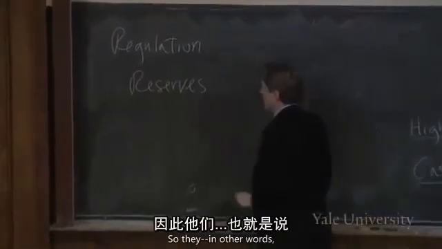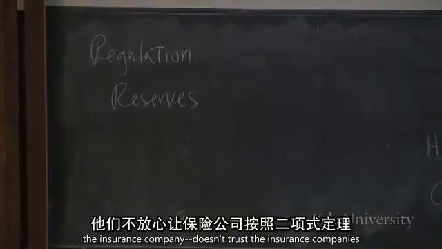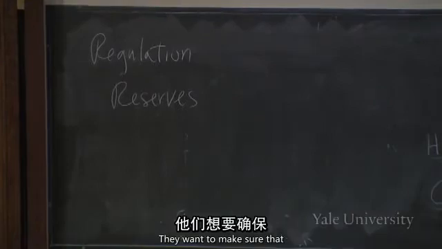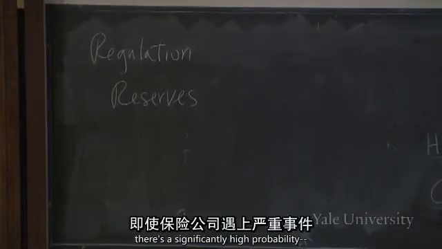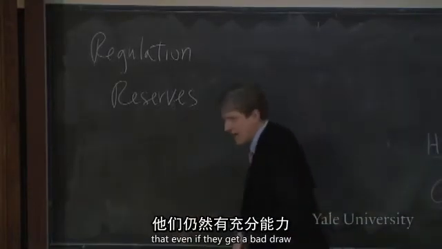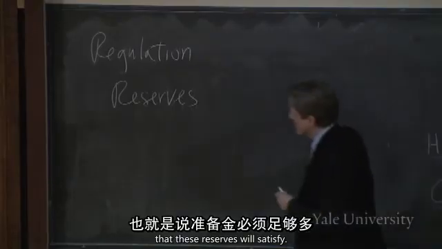In other words, the regulators don't trust the insurance companies to do the calculations like I just showed with the binomial theorem. They want to make sure that there's a sufficiently high probability that even if they get a bad draw and there are a lot of policies that require paying out, these reserves will be sufficient.